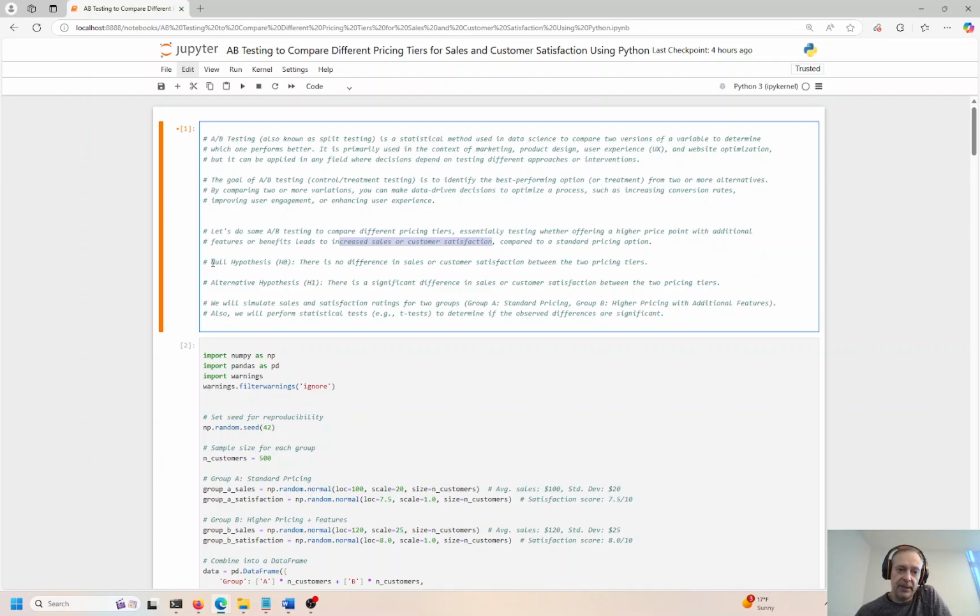So the null hypothesis means nothing's going to happen. That's H0. There's no difference in sales or customer satisfaction between the two pricing tiers. The alternative hypothesis, known as H1, means that there's a significant difference in the sales or the customer satisfaction between the two pricing tiers, when you adjust for the price increase and user experience differentials. Is there a difference, or is the B scenario essentially the same as the A scenario?